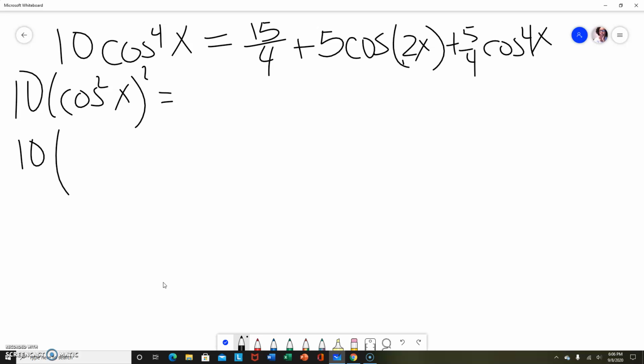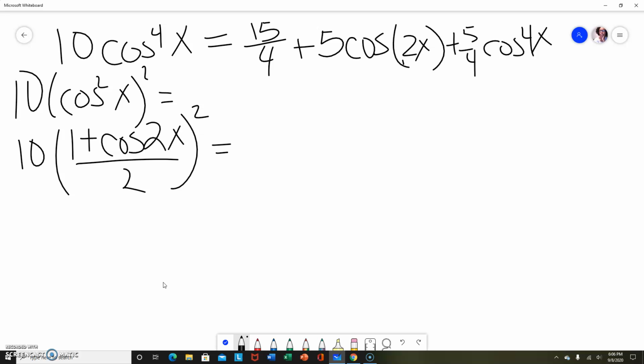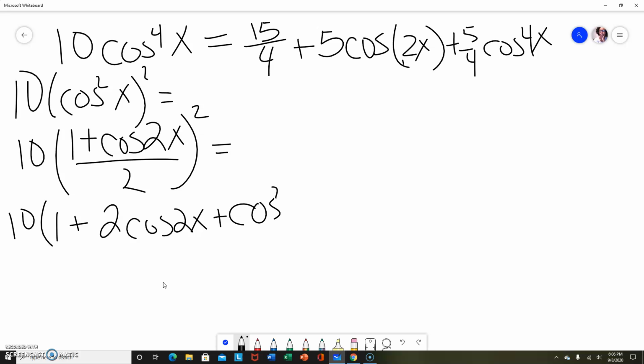using the reduction formula, 1 plus cosine 2x divided by 2, everything squared. So that's my reduction formula for cosine. I know it's 1 plus cosine 2x divided by 2. And so let's get to evaluating. The first thing I want to do is go ahead and square that through. So I have 1 plus 2 cosine 2x plus cosine squared 2x all over 4.